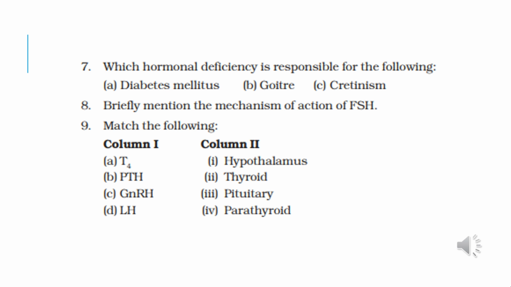T4 is from thyroid gland, and then parathormone is by the parathyroid gland, and gonadotropin releasing hormone is released by hypothalamus, and then luteinizing hormone is released by pituitary gland. So you all can do these questions, and if there is any confusion, we'll do it in the live class.